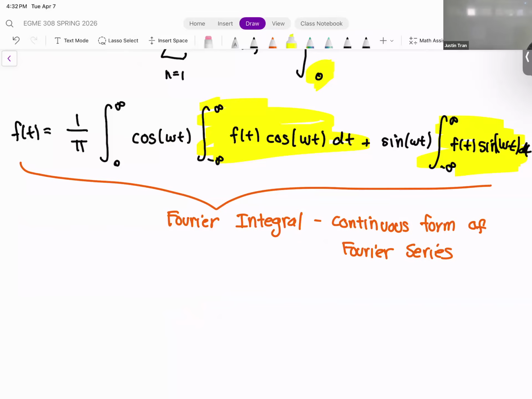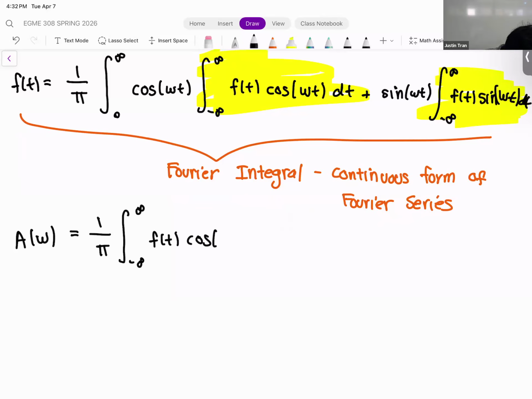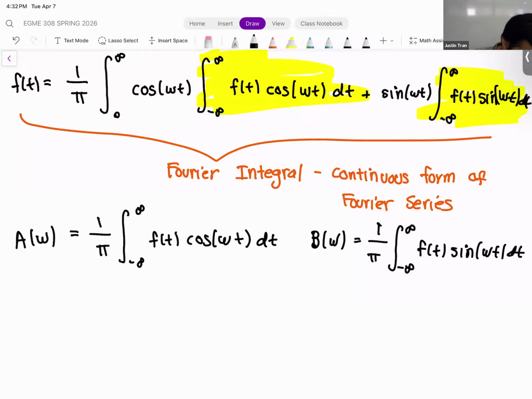So the first highlighted term is a_n, the second highlighted term is b_n. Okay, so we can actually compute analogous representations of that, right? We can say that A of omega is equal to 1 over pi integral from minus infinity to infinity of f of t cosine omega t dt, okay? And then B of omega is equal to 1 over pi integral from minus infinity to infinity of f of t sine omega t dt. Okay.